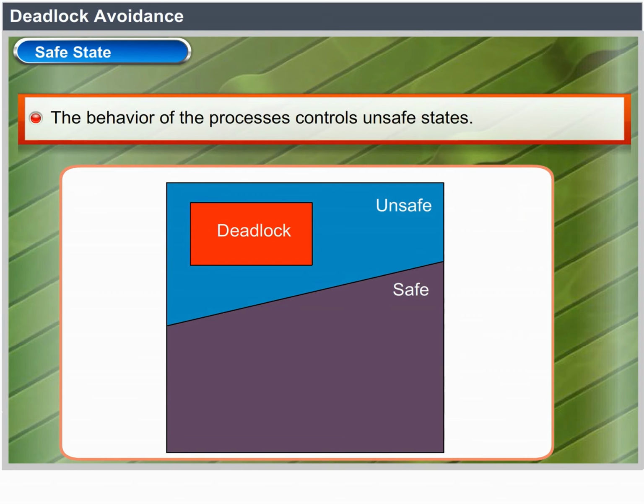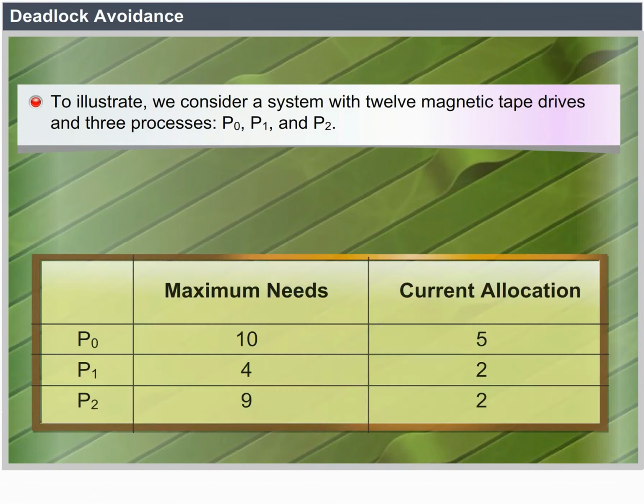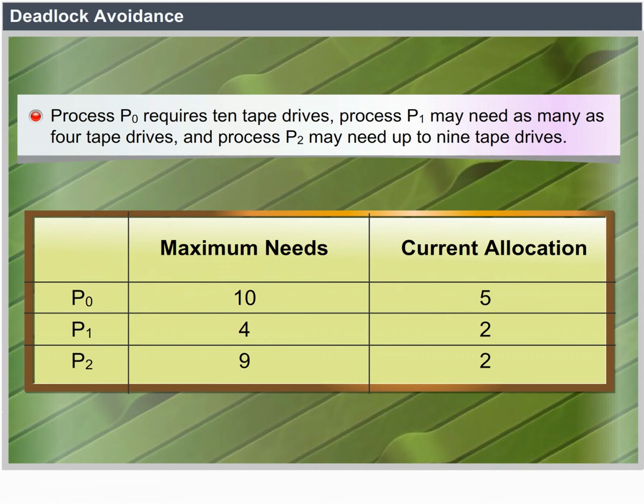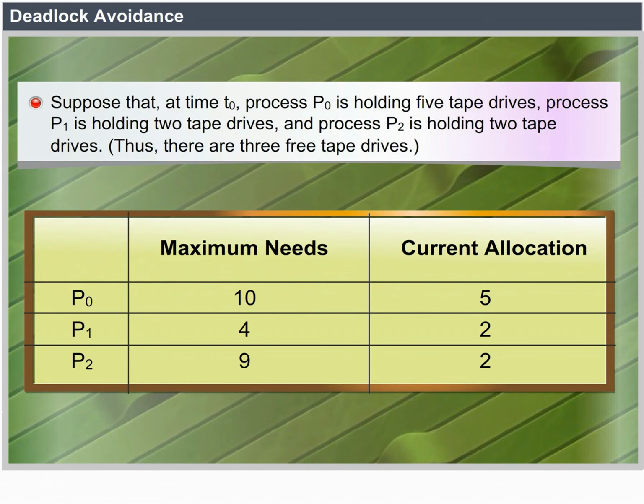To illustrate, we consider a system with 12 magnetic tape drives and 3 processes, P0, P1, and P2. Process P0 requires 10 tape drives, process P1 may need as many as 4 tape drives, and process P2 may need up to 9 tape drives. Suppose that at time T0, process P0 is holding 5 tape drives, process P1 is holding 2 tape drives, and process P2 is holding 2 tape drives. Thus, there are 3 free tape drives.